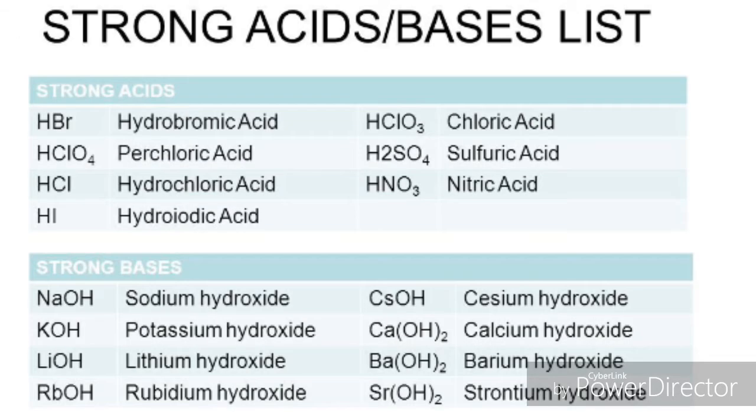In this table, you can observe some examples of strong acids and bases. Hydrochloric acid, sulfuric acid, and nitric acid are examples of strong acids. Sodium hydroxide, potassium hydroxide, and calcium hydroxide are examples of strong bases.